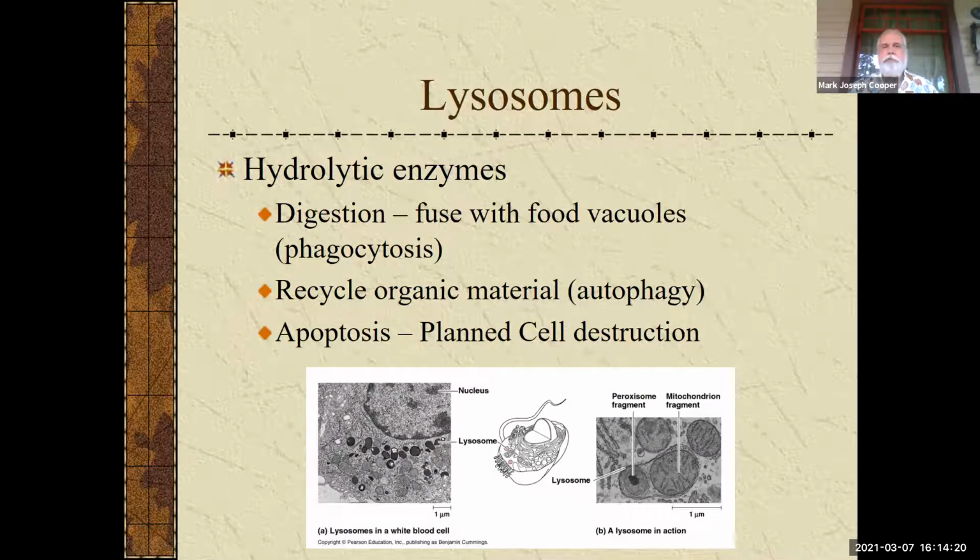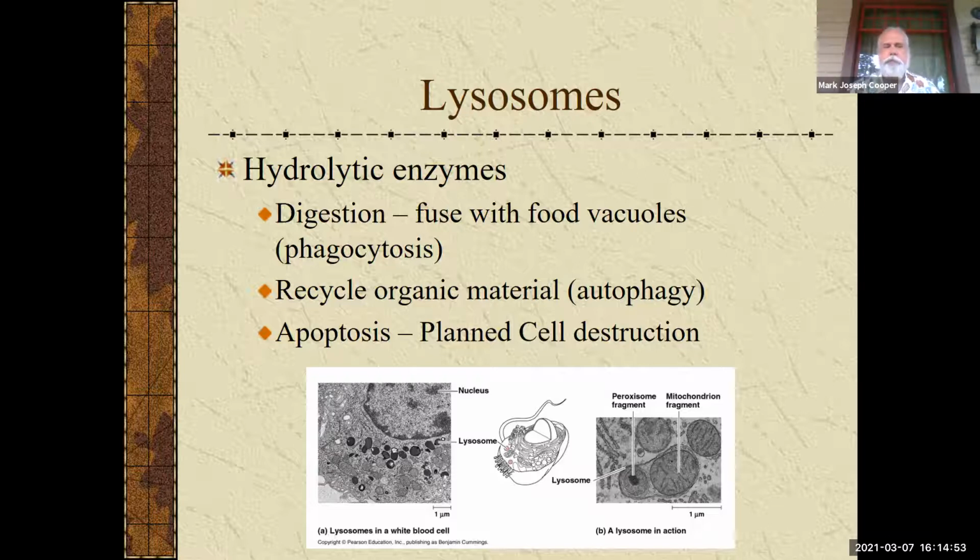All right. The next one is the lysosomes, and these are kind of considered like the stomach of the cell. They are hydrolytic enzymes, acidic enzymes that break down food. They fuse with food vacuoles for digestion, and phagocytosis means to eat, and we'll talk about that term more. They recycle organic material. If you have organelles and things that are not working properly, you have autophagy, where basically the lysosomes will break those components down to reuse.